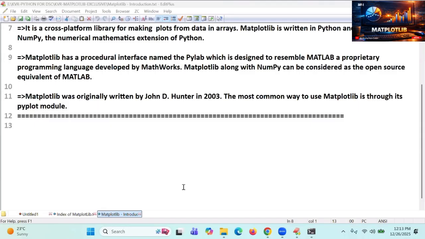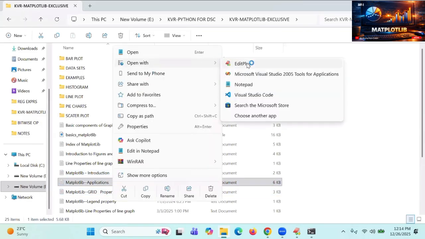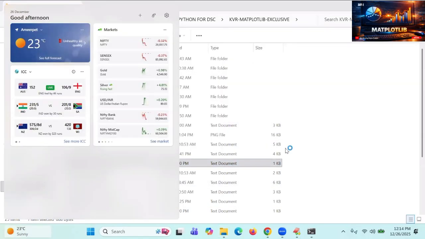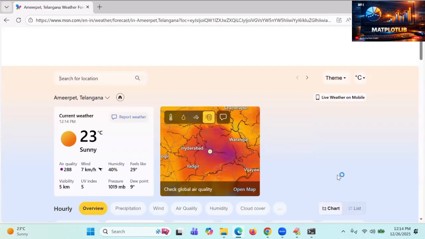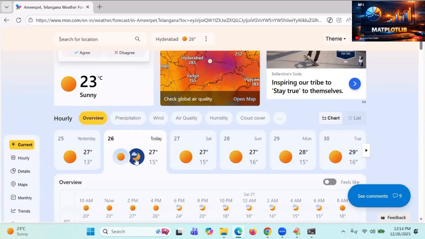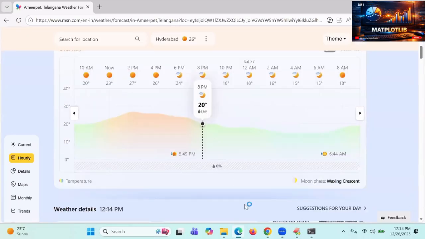Next, go to the other point. I'm going to enter into applications of Matplotlib. Now I will show you an example. Go to this place. You see here, something like this. Are you observing some graph there? This is called a visualization tool. On the right side it is showing 10 a.m. now, the overview, then 2 p.m., 4 p.m. All these things are shown in a graph.